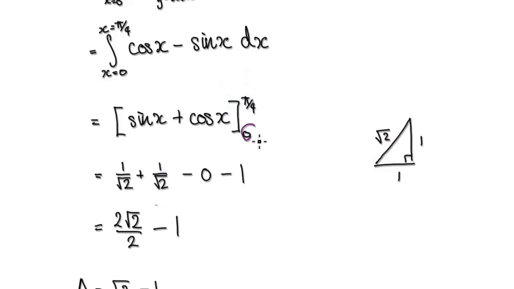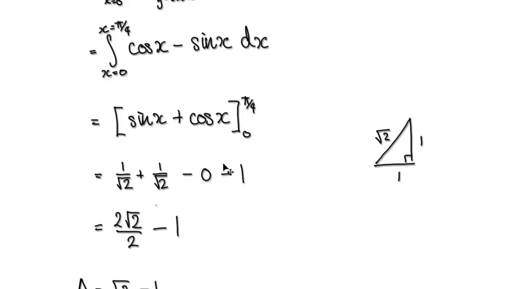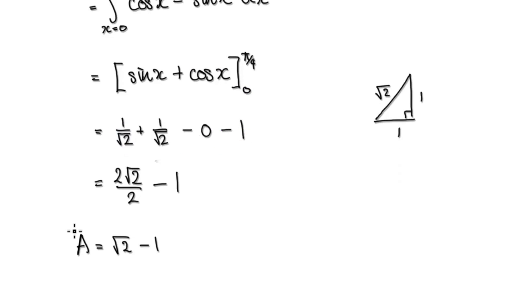And then take away, put 0 into here. That would be 0. Put 0 into here. That would be 1. And then tidy this whole thing up. The area is given by this. Okay, so you can use double integration to work out an area.